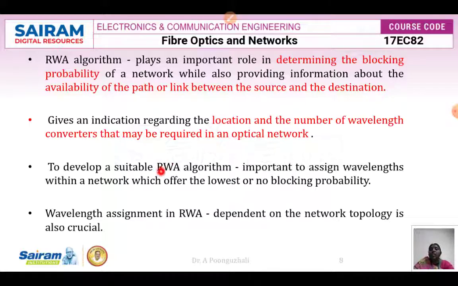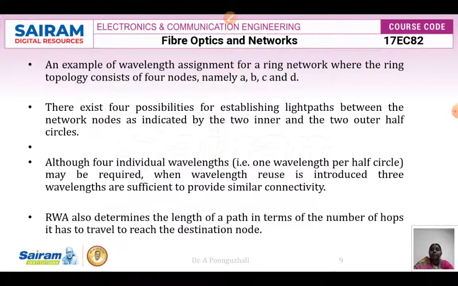To develop a suitable routing and wavelength assignment algorithm, it is first important to assign the wavelengths within the network in a way that offers the lowest or no blocking probability. So the wavelength assignment in routing and wavelength assignment is going to depend on the network topology.